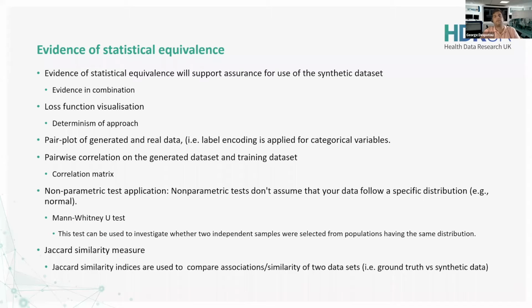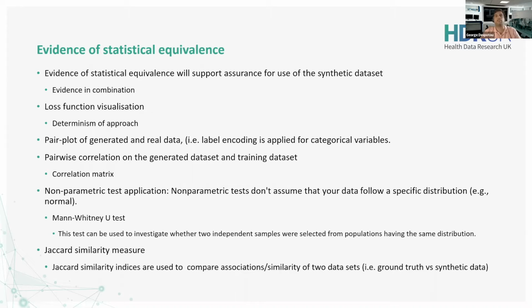The next step of the method was to look at evidence of statistical equivalence between the synthetic dataset and the real dataset. So we're trying to figure out what kind of evidence would be sufficient to support assurance for the use of synthetic datasets. And we quickly realized that it's not a single piece of evidence, it's a combination of evidence that would provide the most assurance for that.